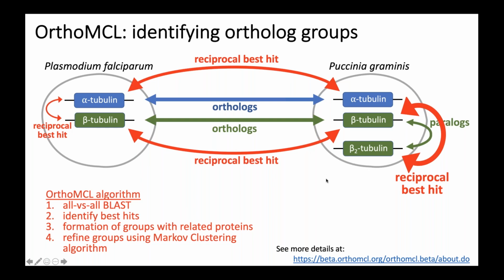Okay, so that's how I'm not going to talk about the format. Basically, we take all those results, form groups, and then we refine those really big groups using Markov clustering algorithm, which will identify a bunch of genes that fit in an ortholog group. So in here, alpha tubulin and alpha tubulin would be in one group. Beta tubulin and beta tubulin, and maybe even beta 2 tubulin would be in its own separate group. That's an ortholog group.